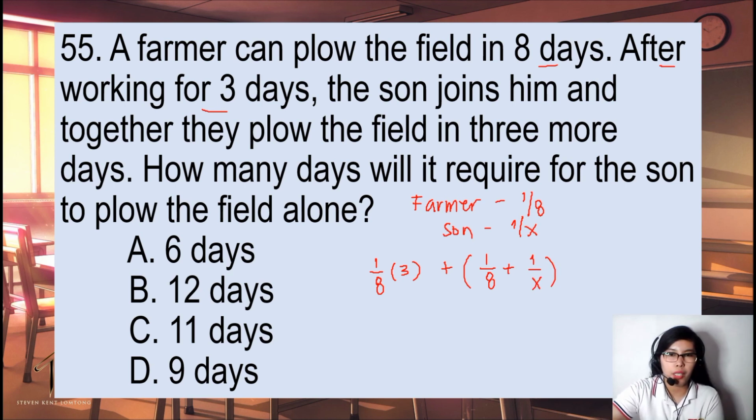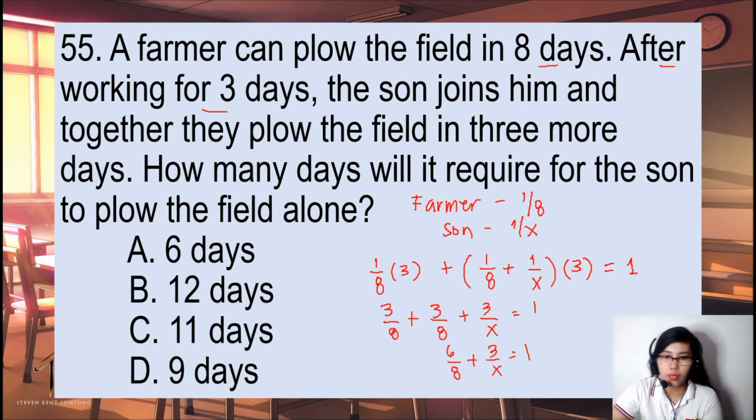Together, they plow the field in 3 more days. So, 3 more days. How many days will it require for the son to plow the field alone? So, let's assume that they have finished the work. So, let us equate this as 1. So, this is our equation. 3 over 8 plus 3 over 8 plus 3 over x is equal to 1. So, 6 over 8 plus 3 over x equal to 1.